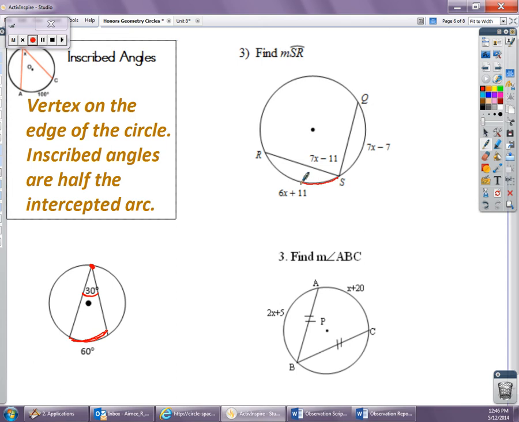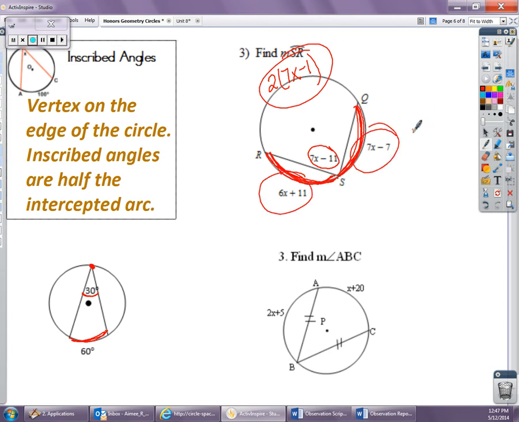Okay? Now I do not know in this problem that RS is congruent to QS. It does not give me that information. However, I can go ahead and write an expression for the remaining arc of this circle because I have an inscribed angle expression. So I know if I double that, I will get the rest of my arc, which is from R to Q all the way around.